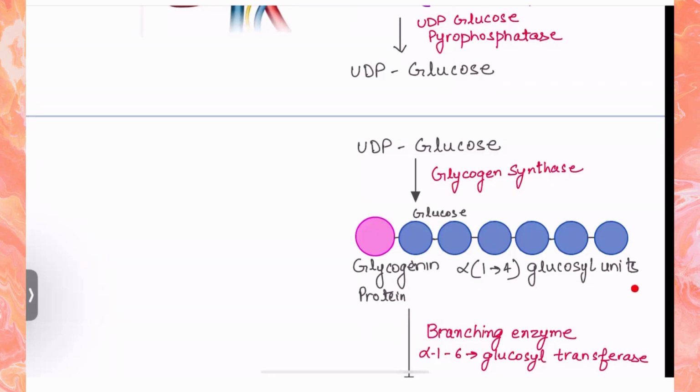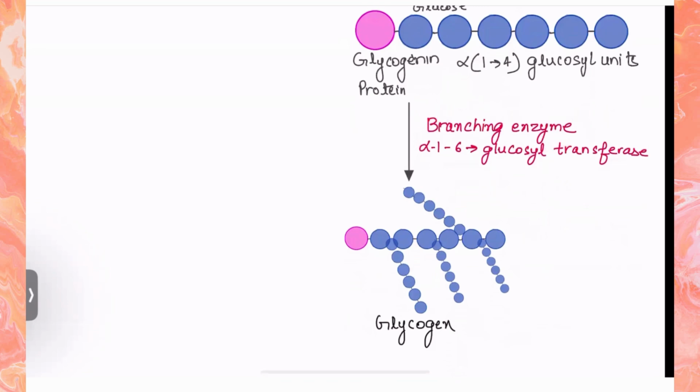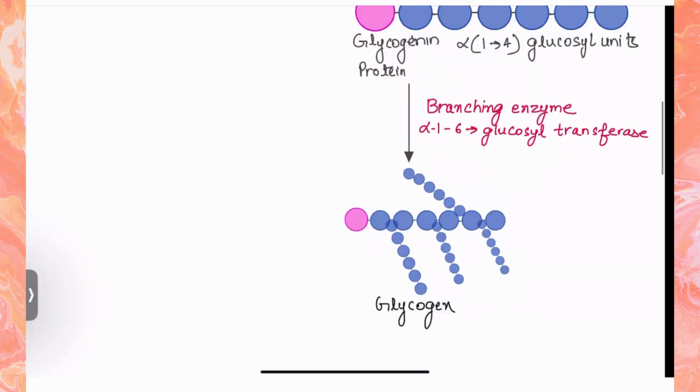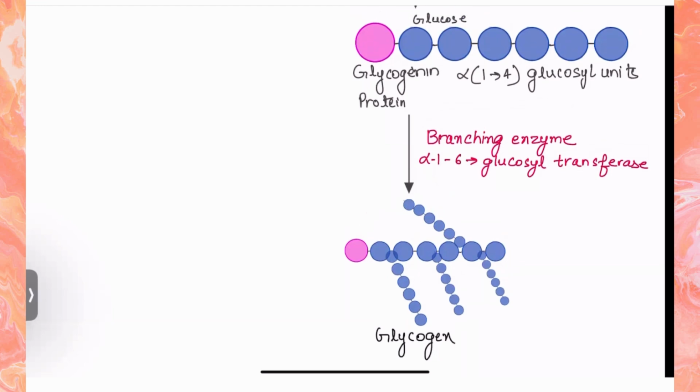alpha-1,4 glycosyl units, whereas the branching enzyme called alpha-1,6 glucosyl transferase helps in formation of the alpha-1,6 glycosidic bond. The glycogen molecule is a highly branched molecule containing more branch structure, that is more alpha-1,6 bonds, and thus the structure of glycogen can be stored in less space in the liver and skeletal muscle.